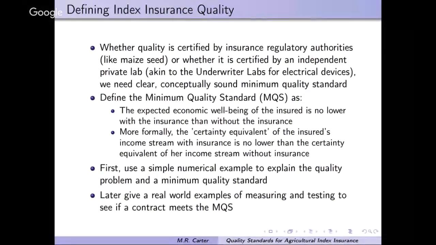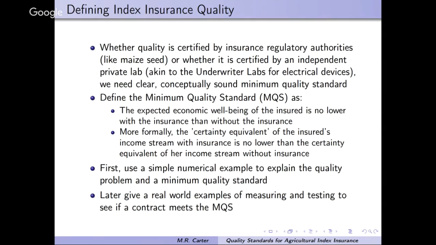So what we've been working on is trying to define what I call, here on this slide, a minimum quality standard. The minimum quality standard is simply that the expected economic well-being of the insured is no lower with the insurance than without the insurance. That's just a way of saying insurance contracts should not hurt the individual, should not make the individual worse off. I won't get too wonky in this talk, but there are ways, using standard economic tools, to measure whether or not an index insurance meets that standard.